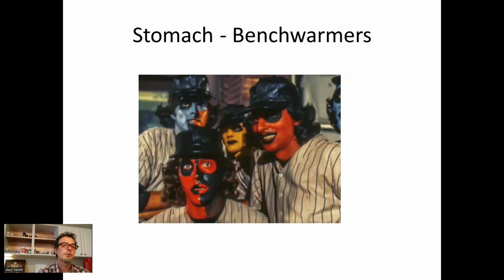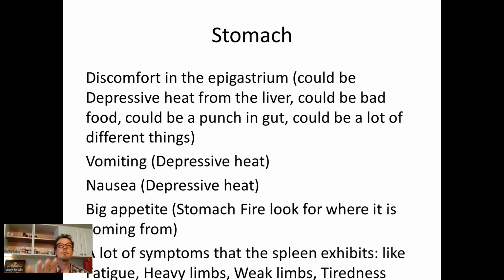Stomach, once again, it's the bench warmer. It has a lot of symptoms that can be with other systems. So let's look at that real quick. Discomfort in the epigastrium. We just talked about that. They could have been punched in the stomach. They could have eaten something bad. Depressive heat from the liver. It could be any of those things that are affecting the stomach. So look out for that.